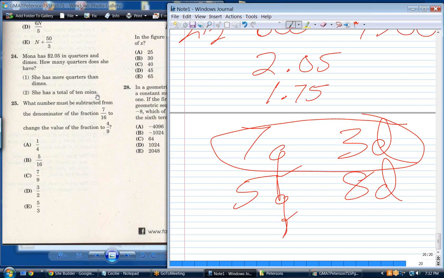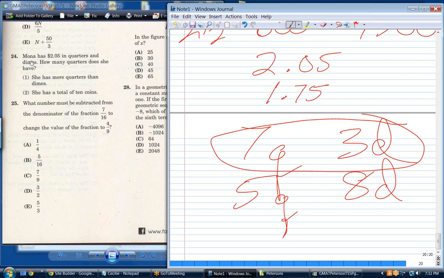I think. Let's see. Could you have... No, yeah. 2. Any other combination is not going to be 10 coins. Wait a second. If she has 3 quarters... Yeah, no, you're right. 2 works also. But if she had 3 quarters, that's 75 cents, and that would mean she would have 13 dimes. In other words, as you reduce the quarters, this has to go up by more. Notice that when we reduced the quarters by 2, we went up by 5 dimes. So any other combination is going to be more than 10 coins. So actually both of them work individually.